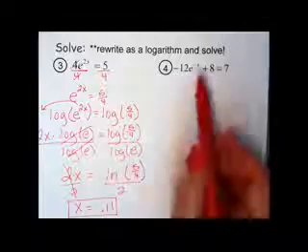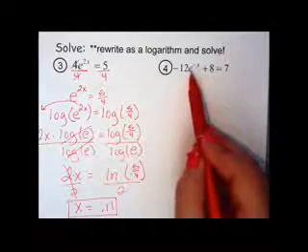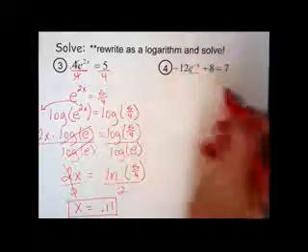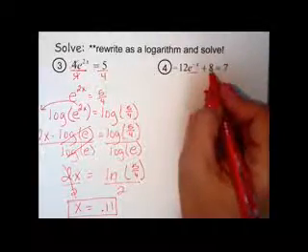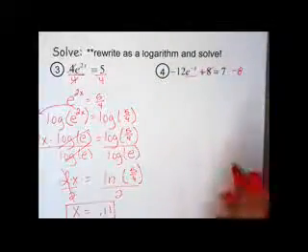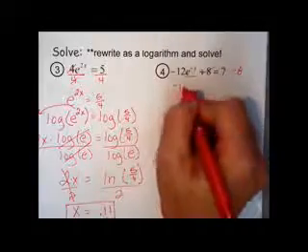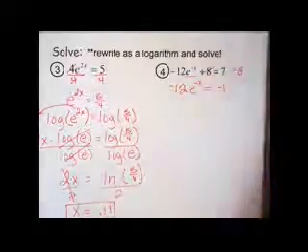Problem number 4. Again, what are we solving for? X. What does it belong to? E. So that's what we have to get by itself. First thing we need to do is get rid of this plus 8. So we subtract 8 from both sides. So then you're left with negative 12 e to the negative x equals negative 1.